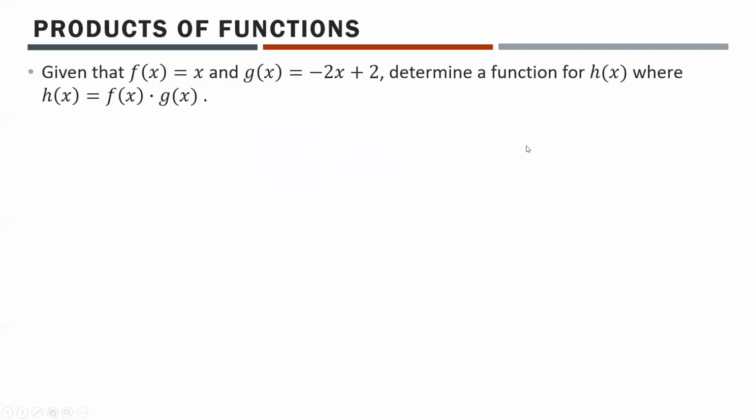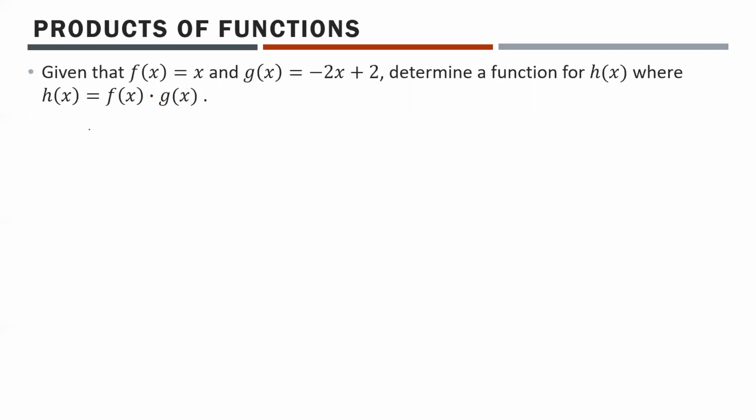Anyway, moving on. Products of functions. Given that f of x is x and g of x is -2x plus 2, determine a function for h of x, where h of x is f of x times g of x. Now, they usually just put a little closed dot right there to represent multiplying in this, because you wouldn't want to put an x. It would confuse you with the other x's here. But again, let's just determine a function for h of x.